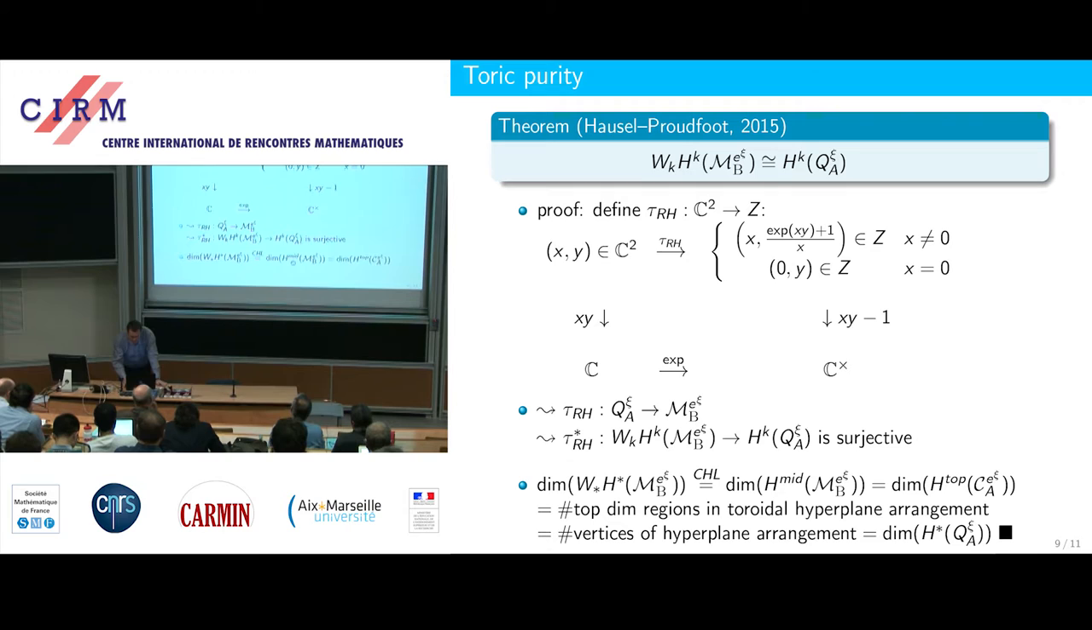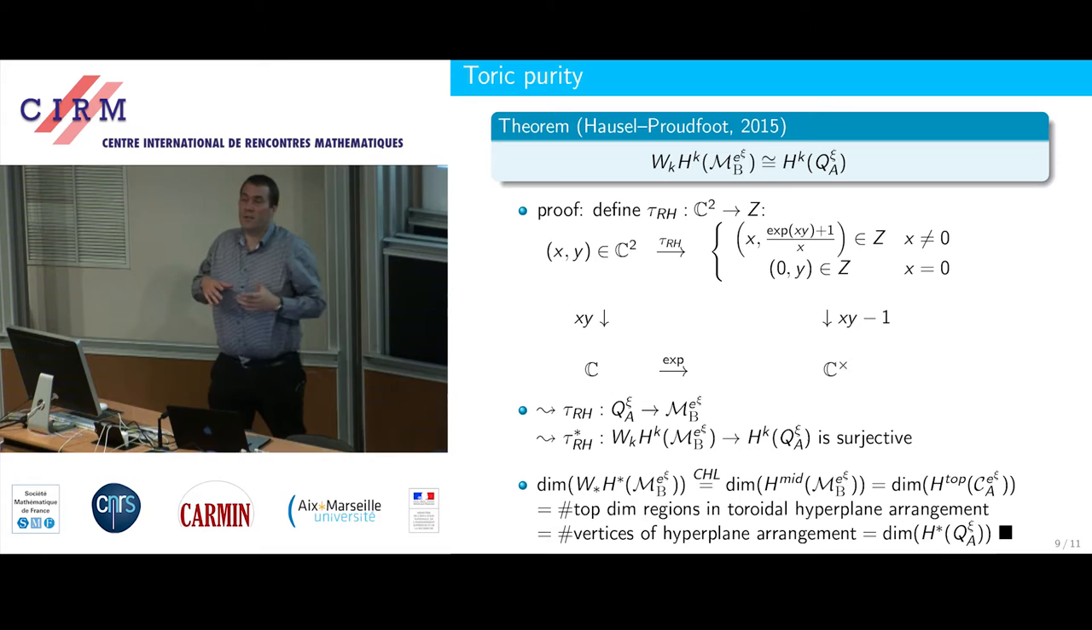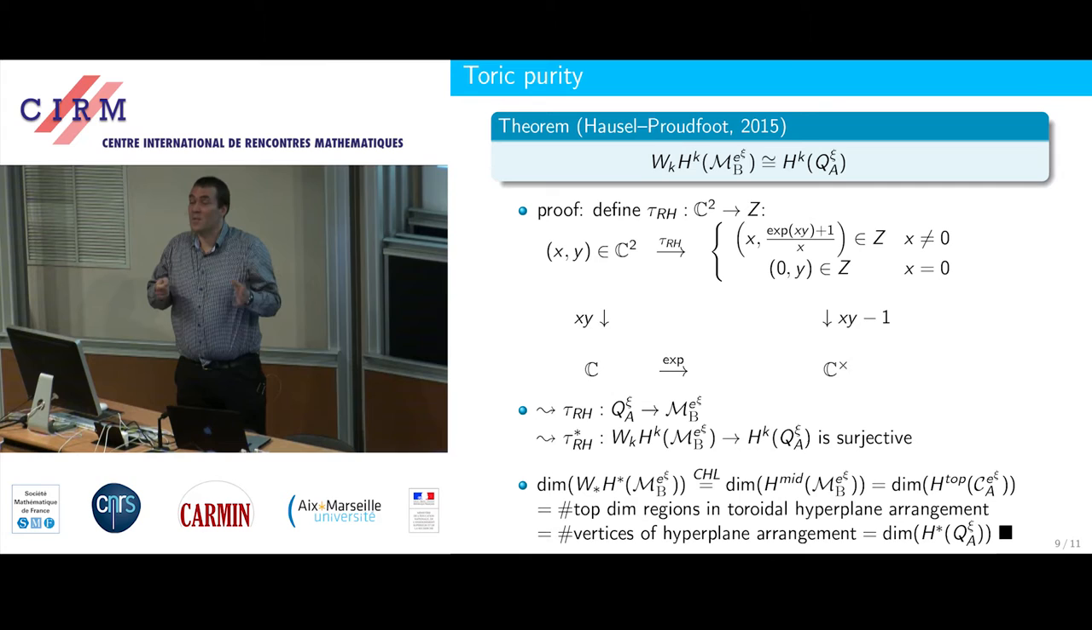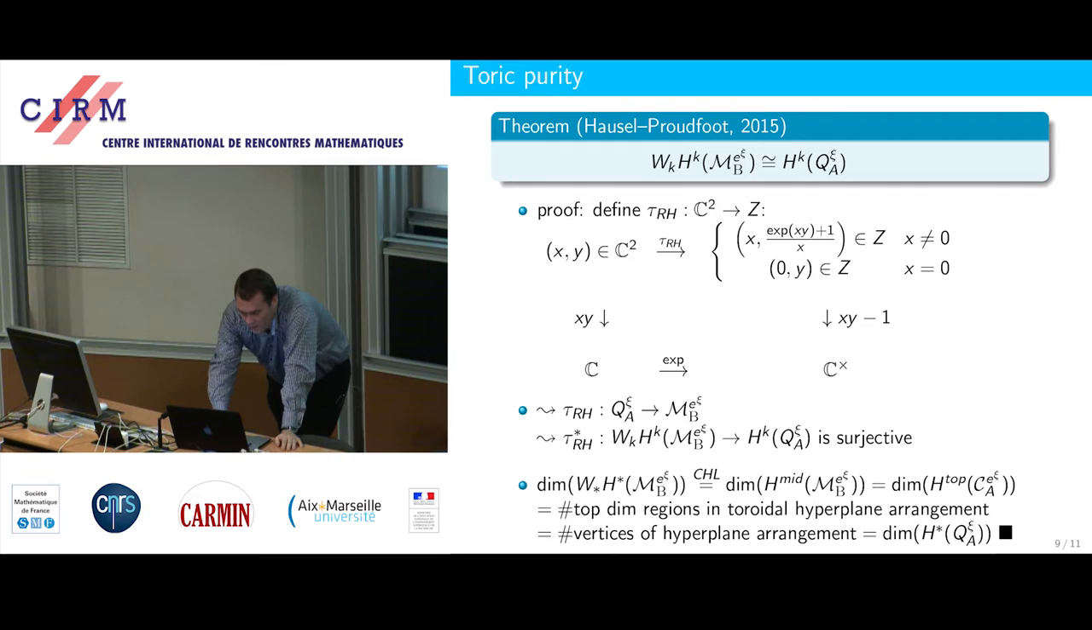So it's now this half-dimensional variety. It's going to be the top cohomology of the core, the toroidal core. So the dimension of this is the number of top-dimensional regions in the toroidal hyperplane arrangement. Now you do the simple Morse theory, and it's very nice. On a toroidal hyperplane arrangement, there are as many top-dimensional regions as vertices, because you take a generic direction and you send every region to the highest vertex in that direction, and that's a one-to-one map between the two. So it's actually the same as the vertices of the toroidal hyperplane arrangement, which is the same as the vertices of the hyperplane arrangement, which is the same as the total dimension of the toric hyperkähler variety. So you have a surjective map of varieties of the same dimension, so you can deduce that this is an isomorphism. Okay, so these were the theorems we can prove.